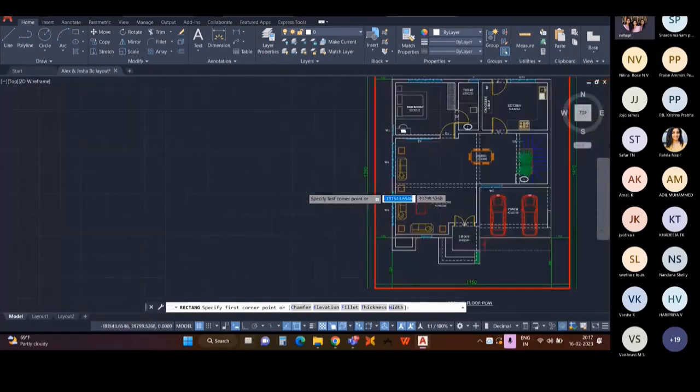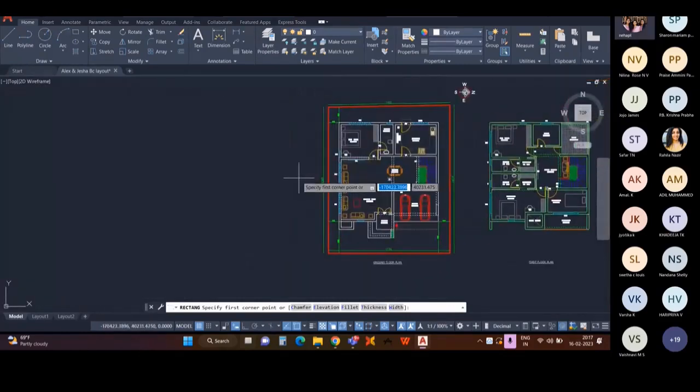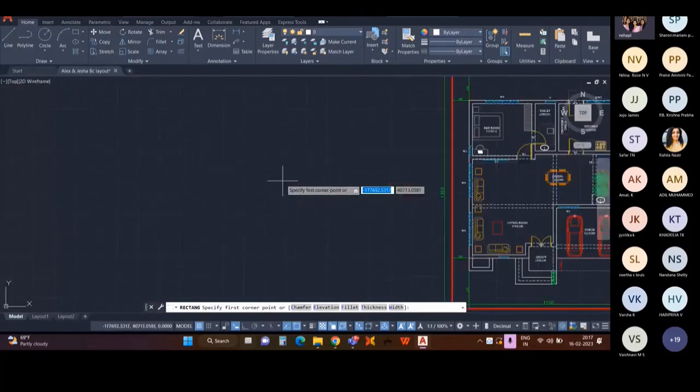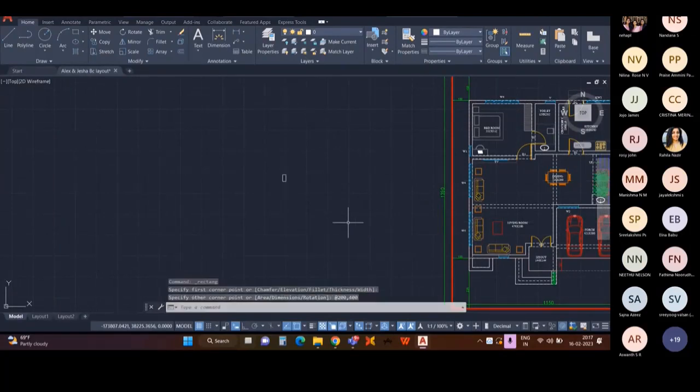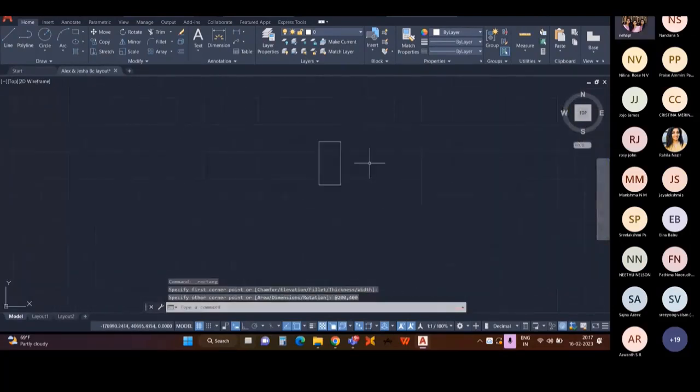Normally this is a villa project, so we will be starting from 200 by 300, that is 20 by 30 size column or 20 by 40 size column. I will be drawing a 20 by 40 column here. So this is the 20 by 40 column, that is 200 mm by 400 mm. This is just a rectangle, and we cannot identify it easily.